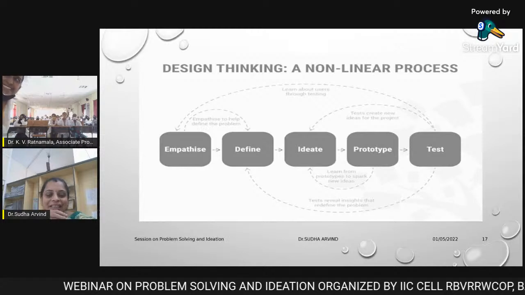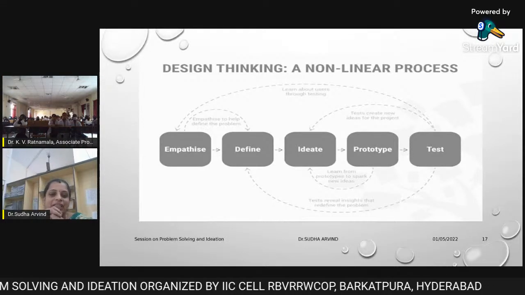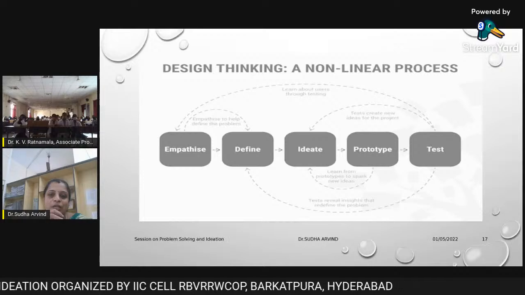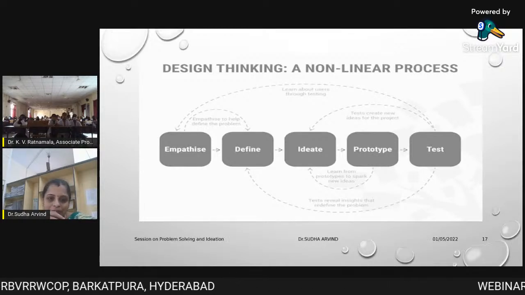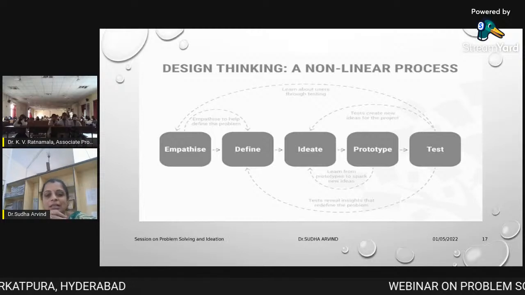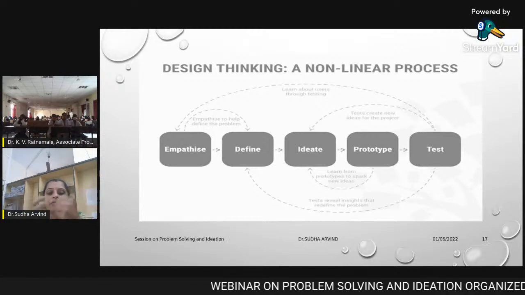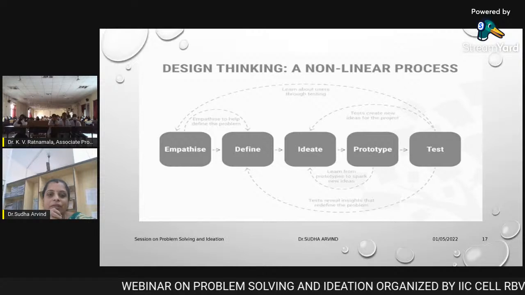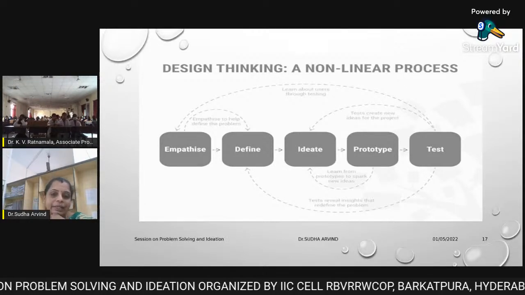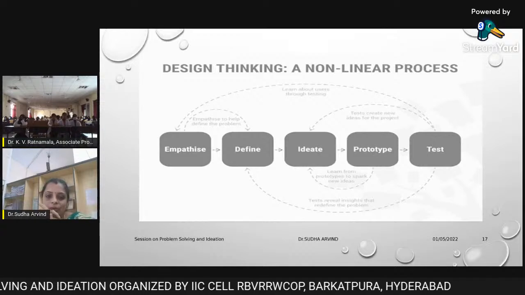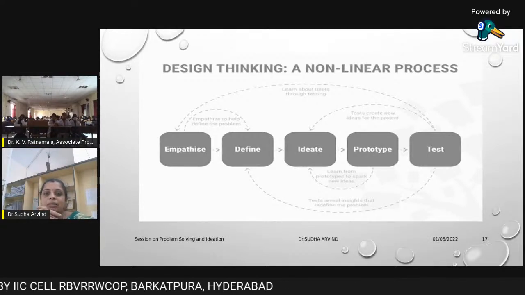See here, you are able to see the 5 stages: empathize, define, ideate, prototype, and test. Empathizing means you should go to the people and collect their opinions and suggestions. Then you have to define. After defining, you have to ideate, so you get the solution or the idea. Then convert it into a prototype. Then go for testing. Testing means seeing how it works.